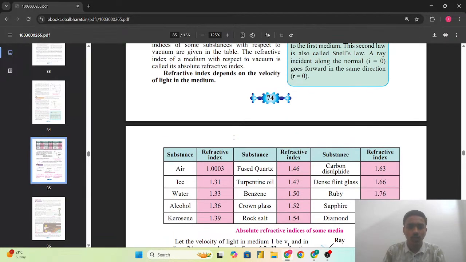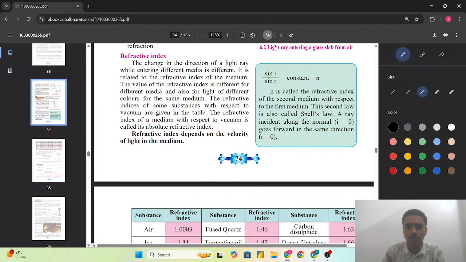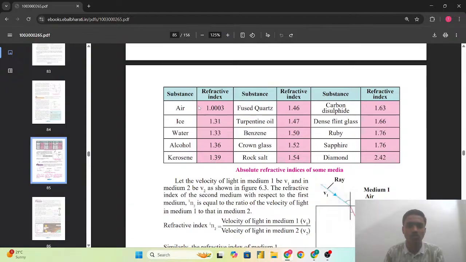So we are given here the refractive indices. The value of the refractive index is different for the different media and also for the light. And how is refractive index written? The refractive index of the medium with respect to vacuum, or the refractive indices of substances with respect to vacuum, are given in the table. So we are given the different refractive indices of various other substances.